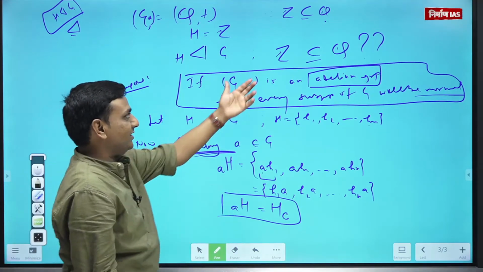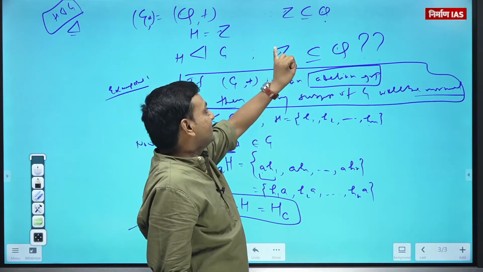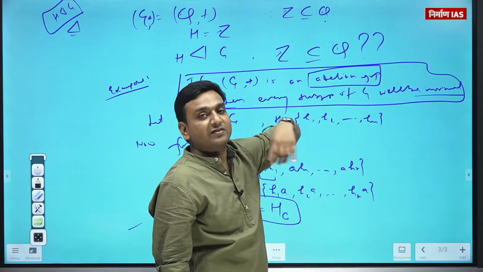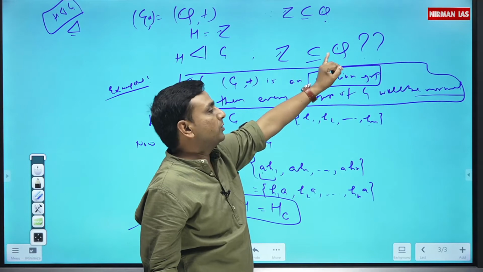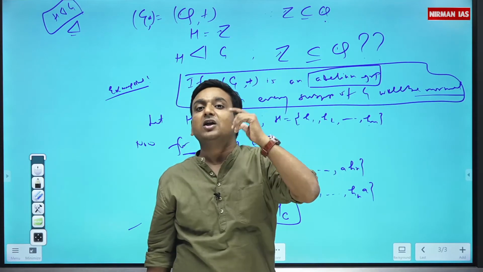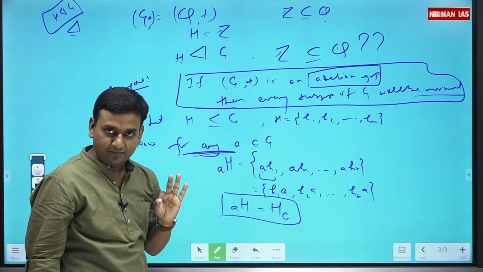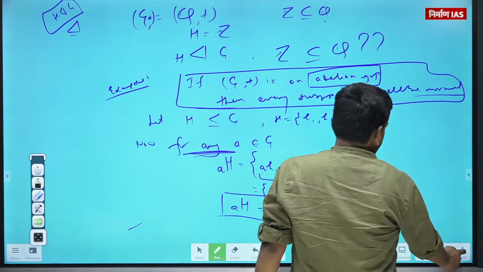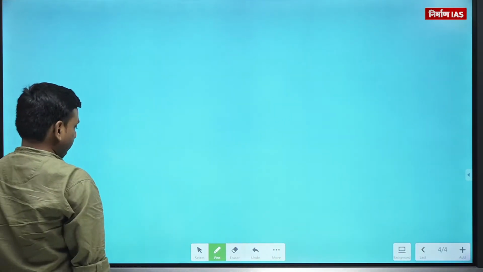So now I hope you have got the answer. Since Q itself is abelian with respect to addition, Z will be a subgroup, not only a subgroup, it will always be a normal subgroup. Is that fine? Any doubt? No. Good. Let's move to some more examples here.